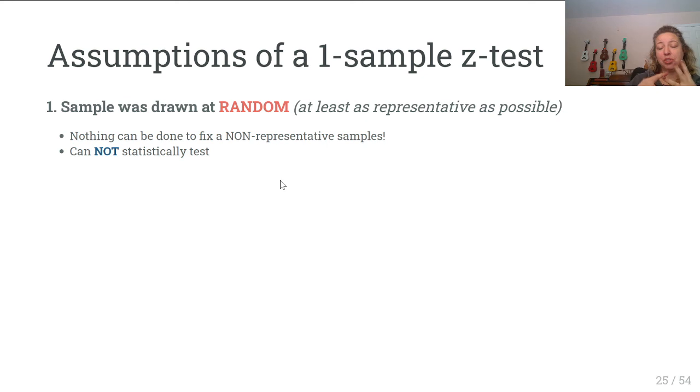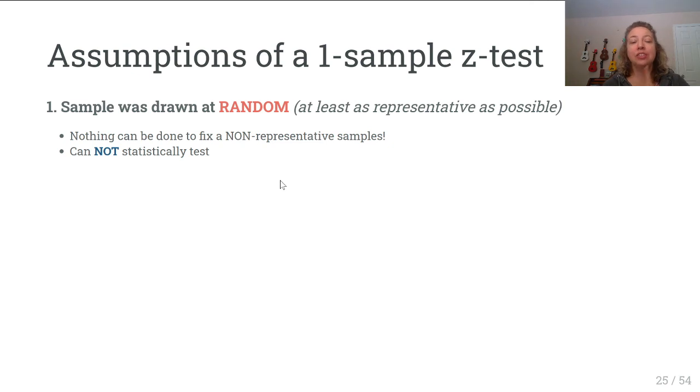So there are 3 assumptions. Every time we learn a test or a model or an inferential test, there's always assumptions on which it's based. And if you don't meet the assumptions, the test is likely to be inaccurate. It's untrustworthy. So here are the assumptions for a one-sample z-test.